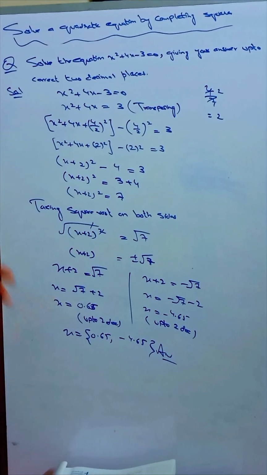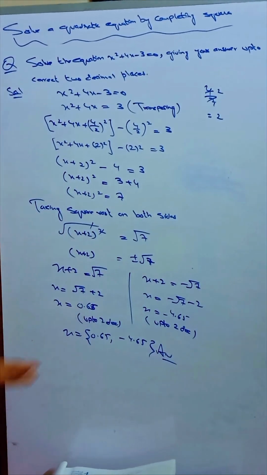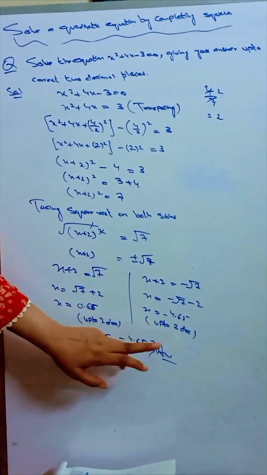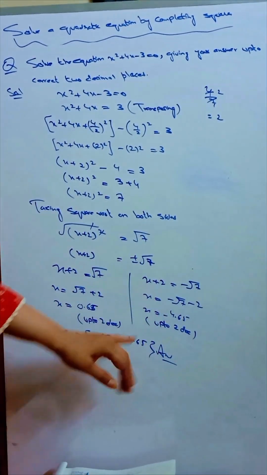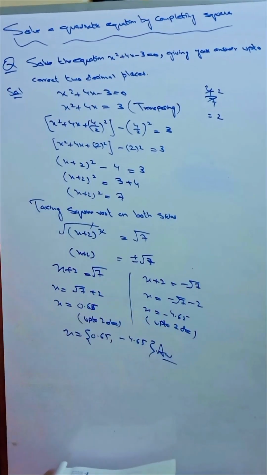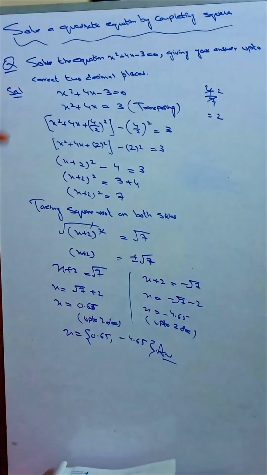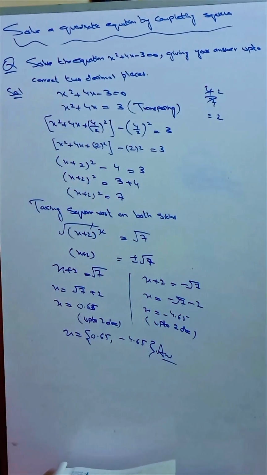Just use your calculator, solve it. Under root 7 minus 2, you got 0.65. Minus under root 7 minus 2, you get the answer minus 4.65. So up to 2 decimal, just write down your answers. This is the question you can solve.